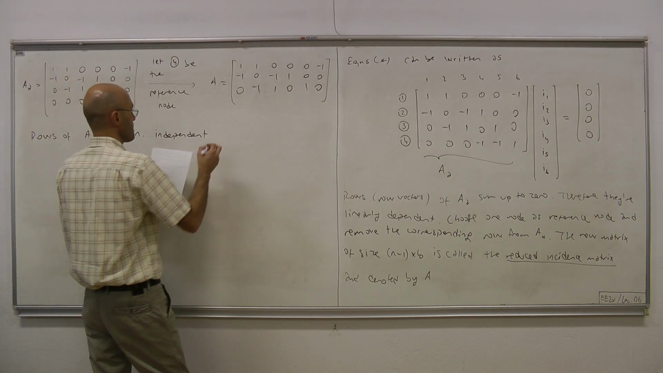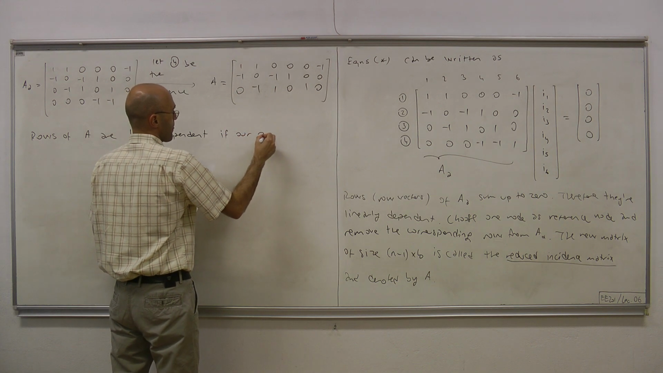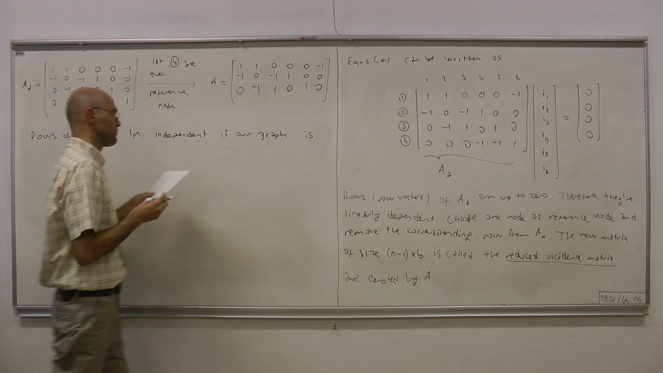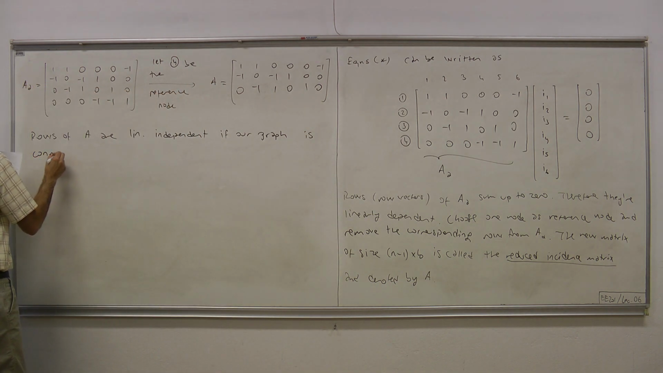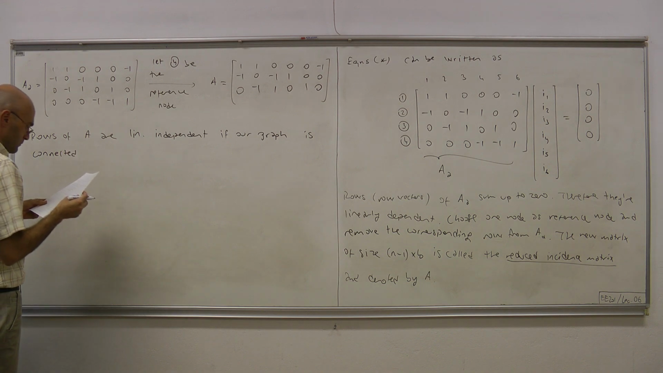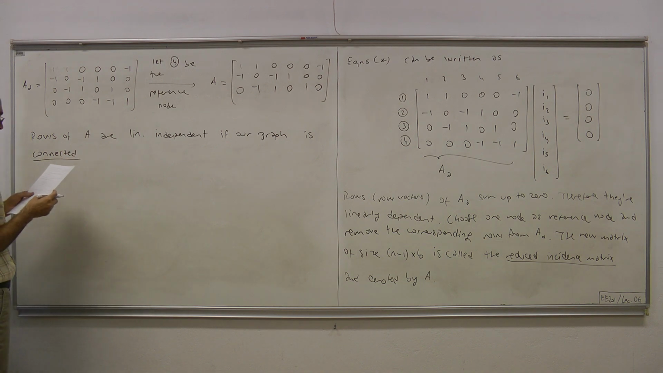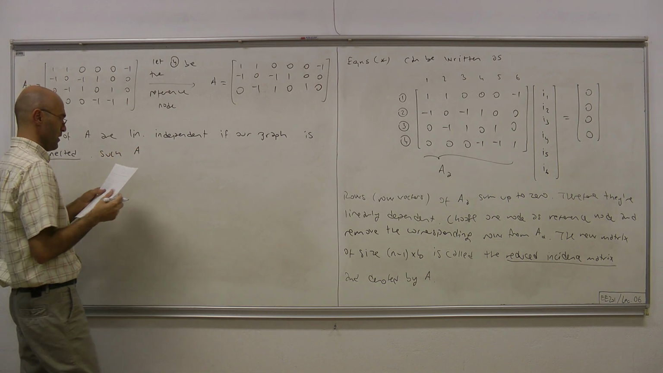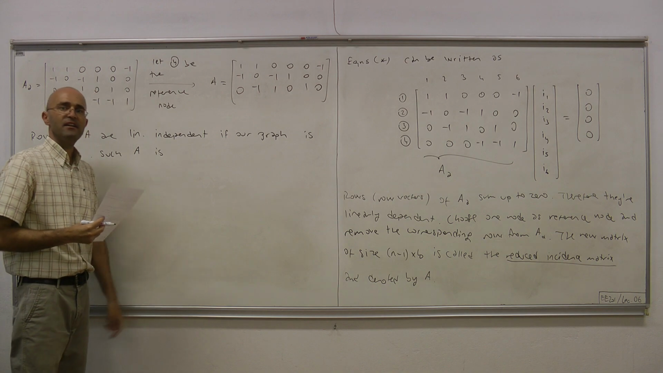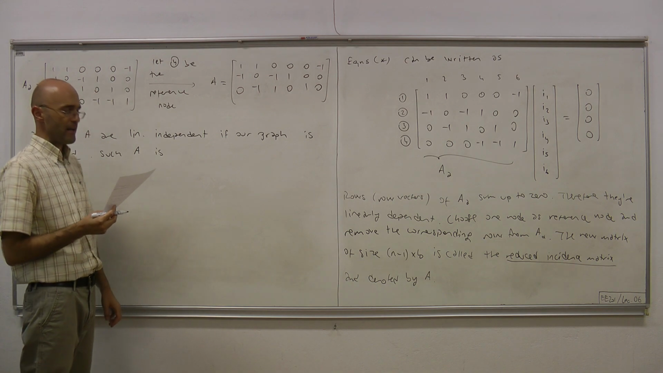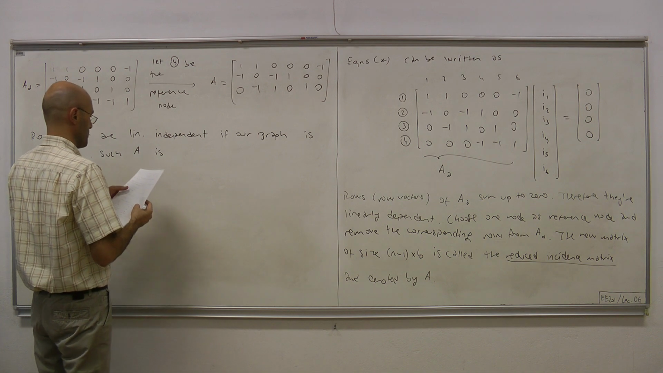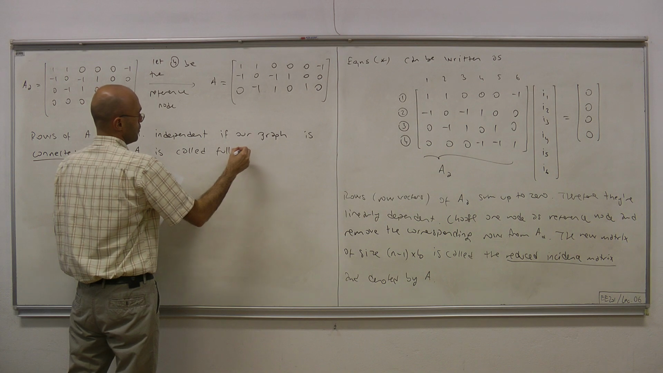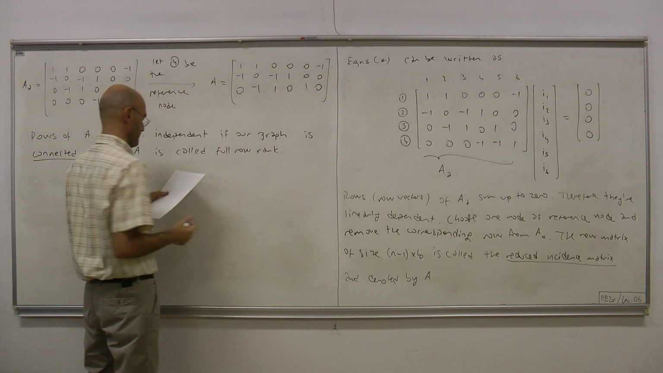Linearly independent if graph is connected. Okay. And such A, whose rows are linearly independent, is called a full row rank matrix. Such A is called full row rank.